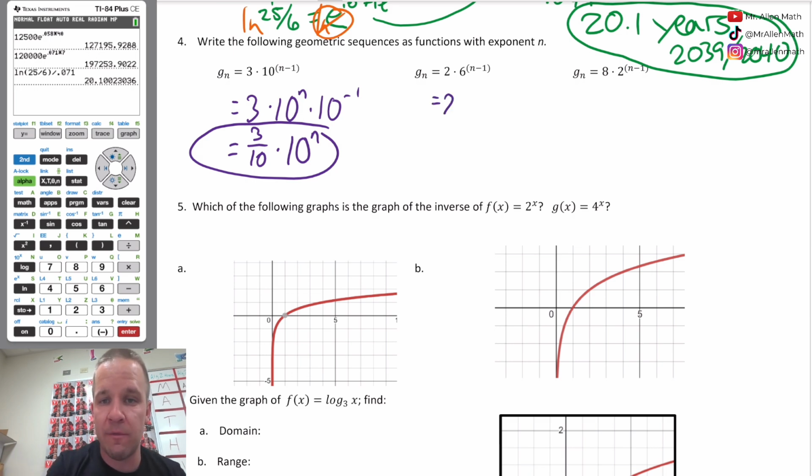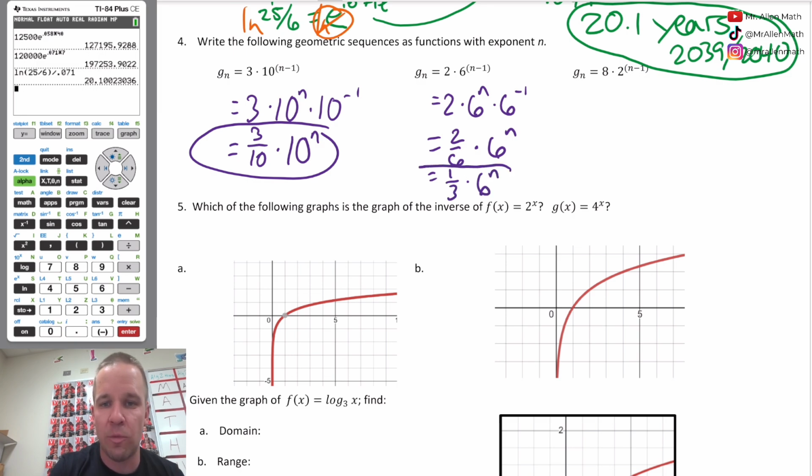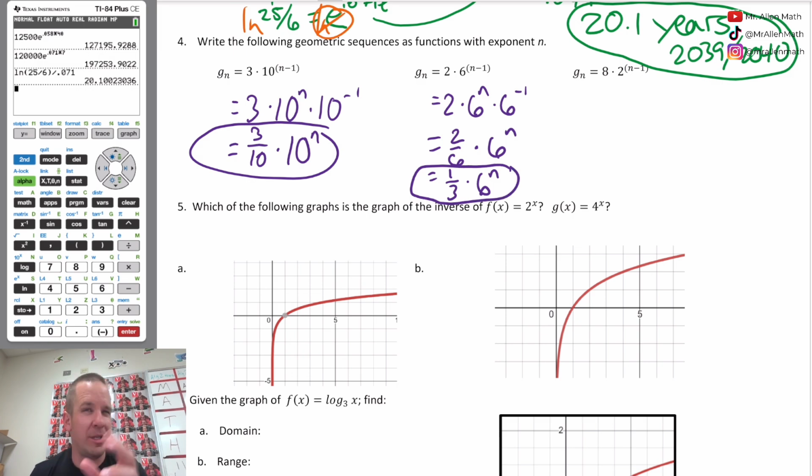Again, I'm going to have 2 times 6 to the n times 6 to the negative first. Now I will do 2 over that 6, right? Because I can move that to my denominator, times 6 to the nth. And what's 2 over 6? That's just 1/3 times 6 to the n. And now it looks more like one of your exponential equations, right? Definitely looks like that when it's not an n minus 1.